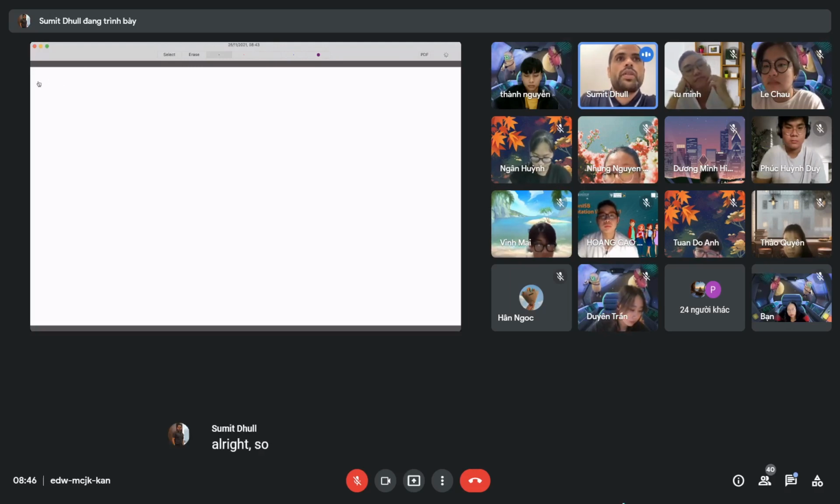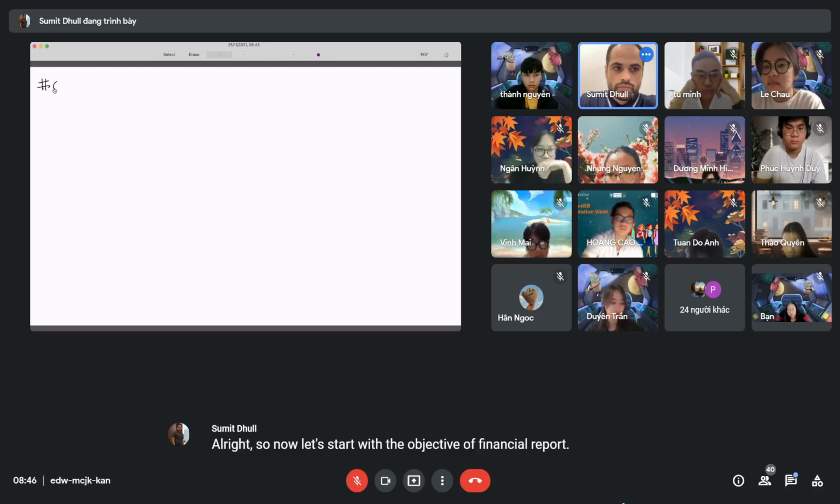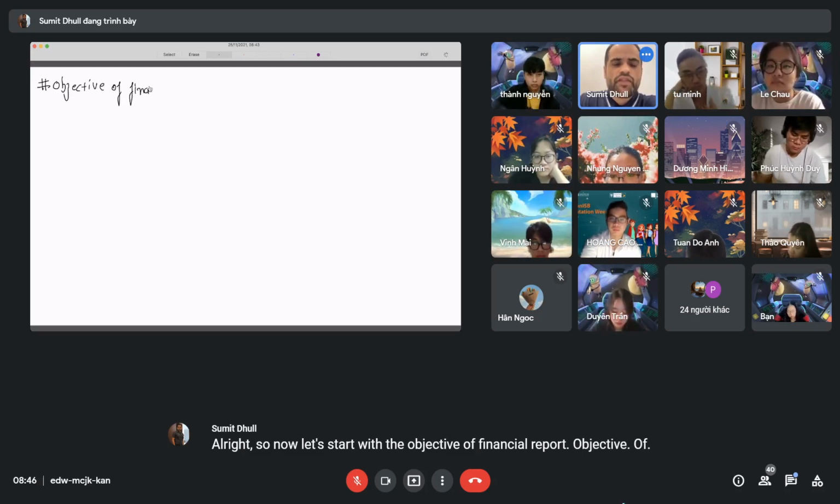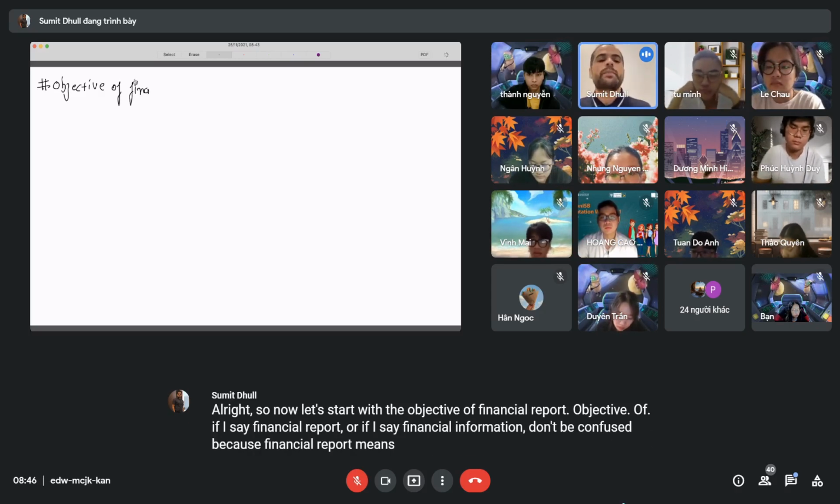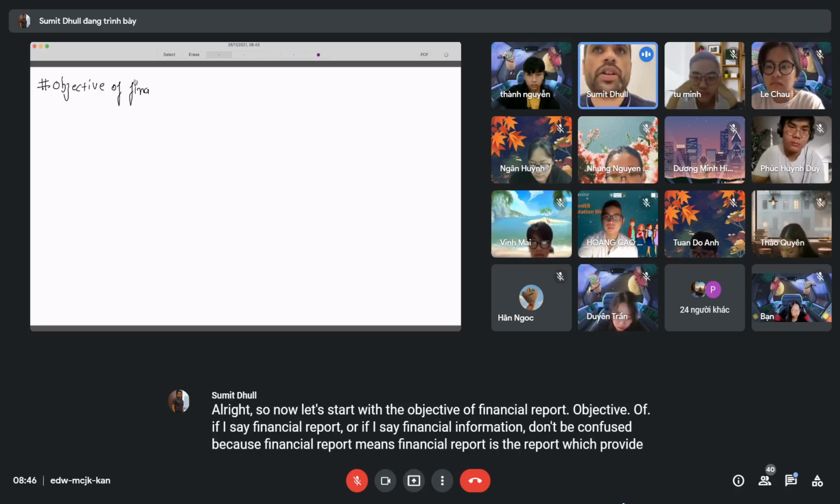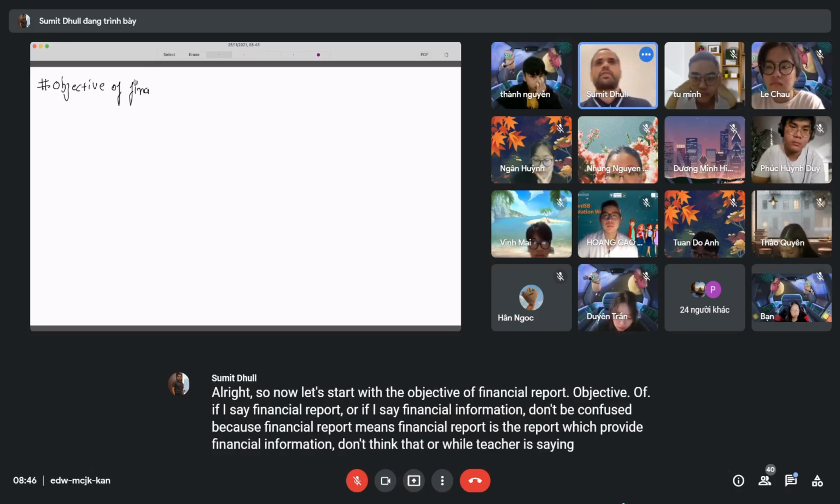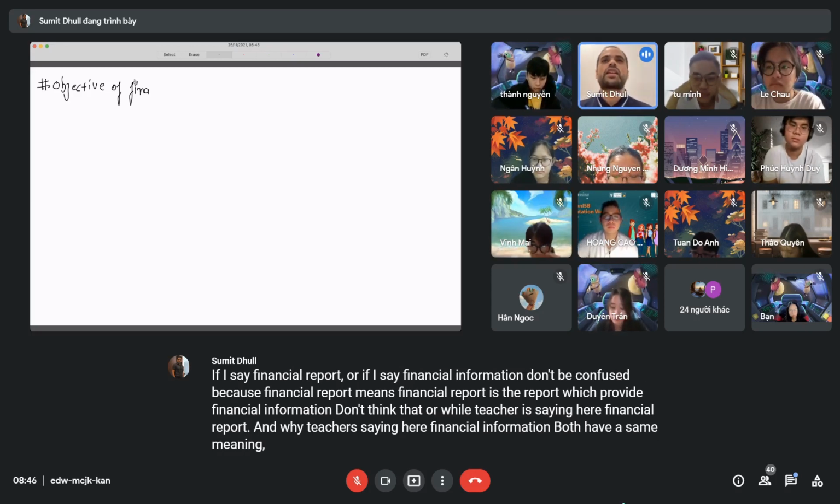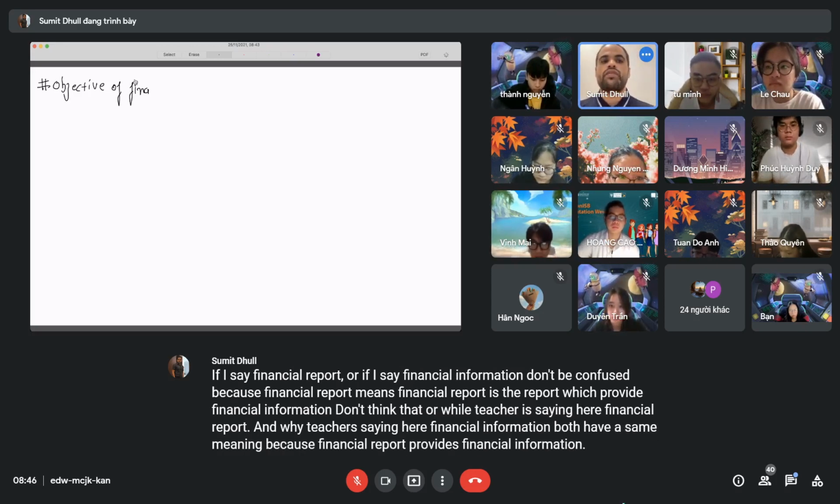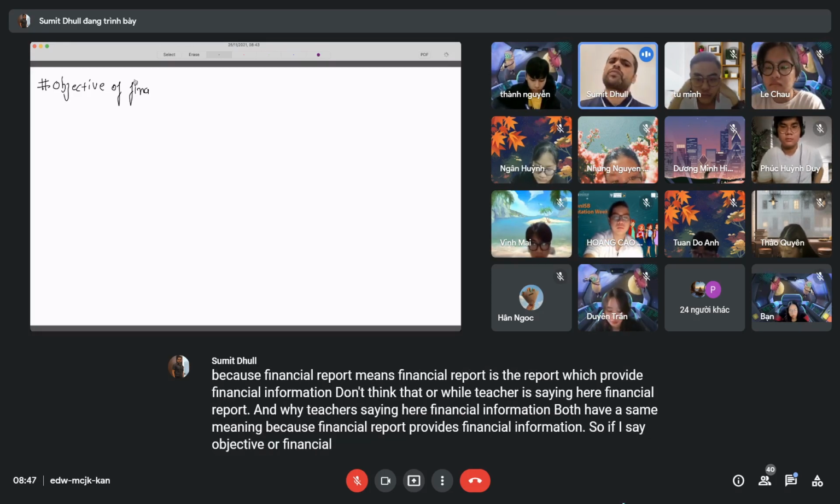All right, so now let's start with the objective of financial report. If I say financial report or if I say financial information, don't be confused, because financial report is the report which provides financial information. Both have the same meaning. So if I say objective of financial information, it means objective of financial report.